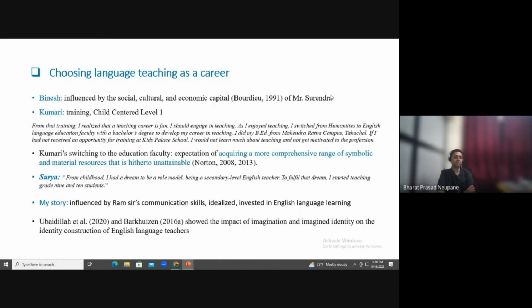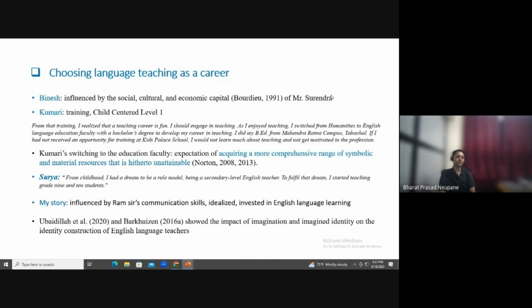So Kumari is switching to the education faculty from humanities, is basically motivated and with the expectation of acquiring a more comprehensive range of symbolic and material resources that is hitherto unattainable. She wanted to develop skills and knowledge and attitude that are required to become an English language teacher. She thought that by doing education, she would get all these skills. So she switched from humanities to education.